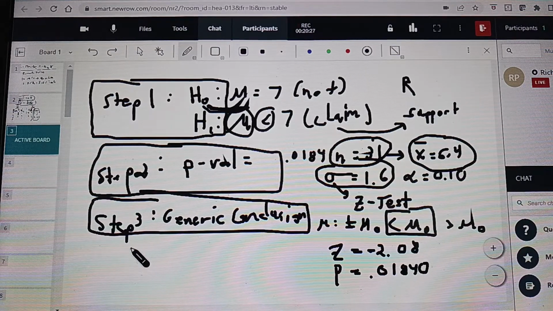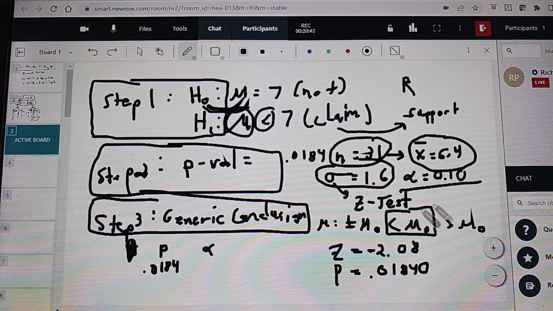So this is where you want to compare P to alpha. P was 0.184, the p-value, the probability. Alpha was given to me as 0.10. Don't say 184 is greater than 10. Some people do. 184 is less than 1,000. So we reject the null hypothesis. This is where you're rejecting the null.